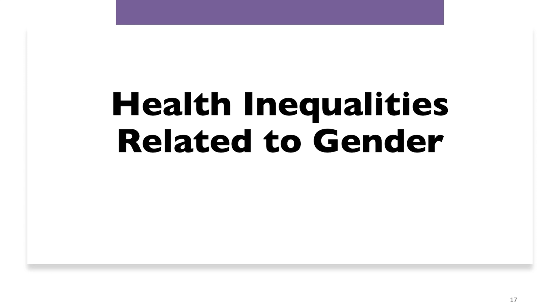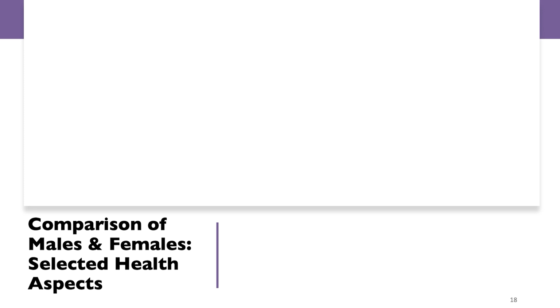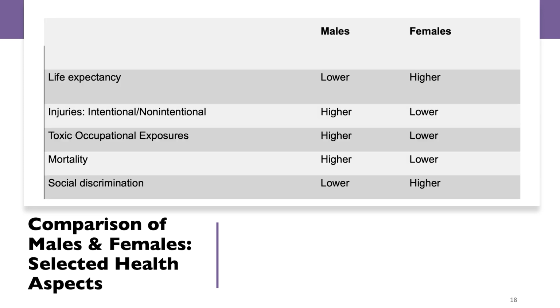So if we look at the health inequalities related to gender and compare males and females, life expectancy is lower in males compared to females, and injuries would be higher in males. Toxic occupational exposures would be higher in males. Mortality again is higher in males. And social discrimination would be higher in females, because that is how society wants it.